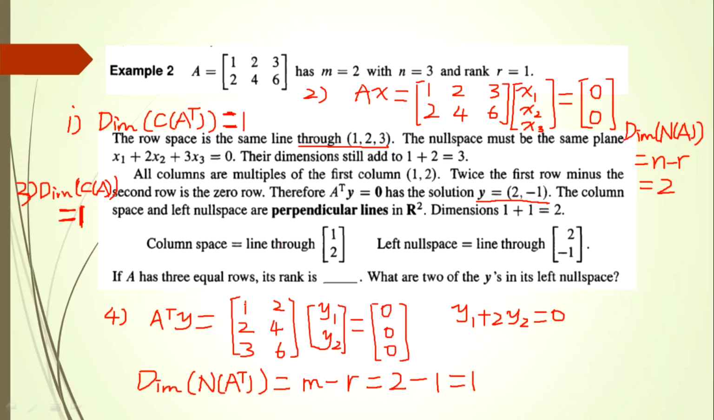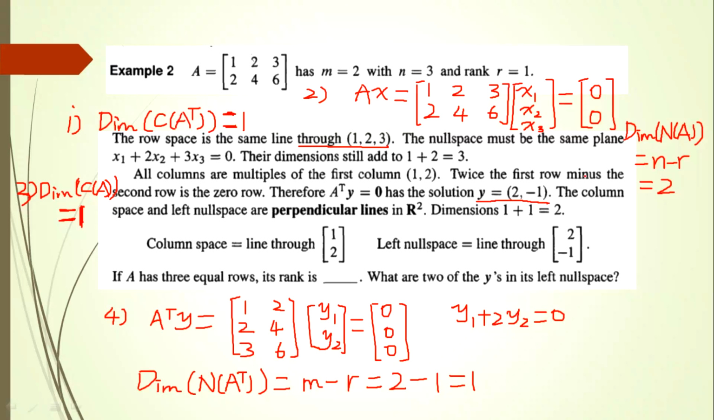Or you can get the RREF form. In the RREF form there is only one pivot column, right? The first column is the pivot column and the second column is the free column. So there is one special solution, right? y2 is the free variable. It's the same, okay? So the dimension is 1, which is m minus r.